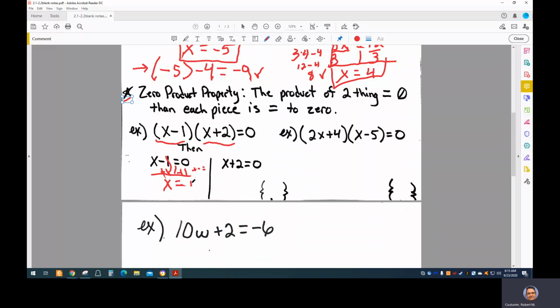And look, take a look at this real quick. 1 minus 1 equals 0. So it's true.